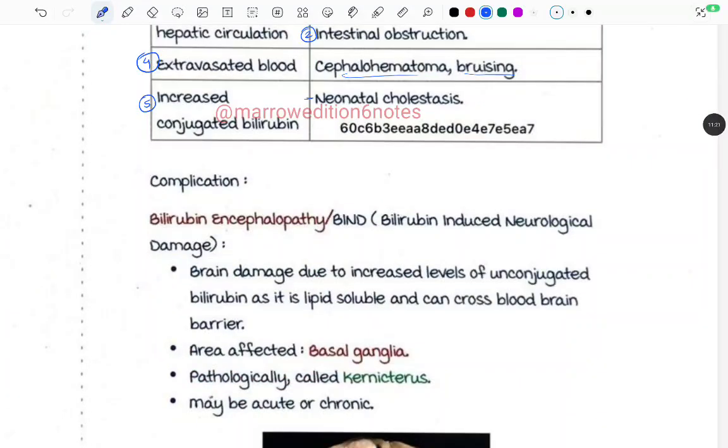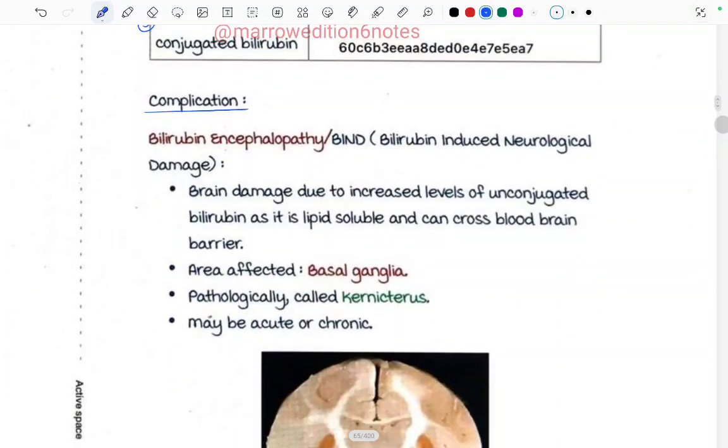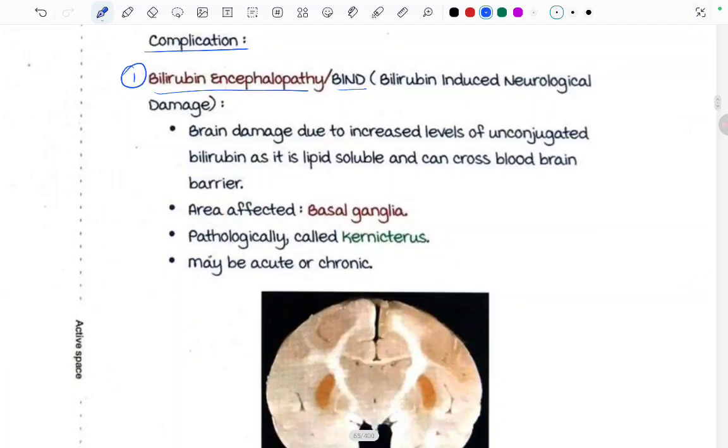Now moving ahead to the complication parts. First one is bilirubin encephalopathy or BIND, that is bilirubin induced neurological damage. There is brain damage due to the increased levels of unconjugated bilirubin, as it is lipid soluble and it can cross the blood-brain barrier. The area affected is mainly the basal ganglia, pathologically called kernicterus, and may be acute or chronic.